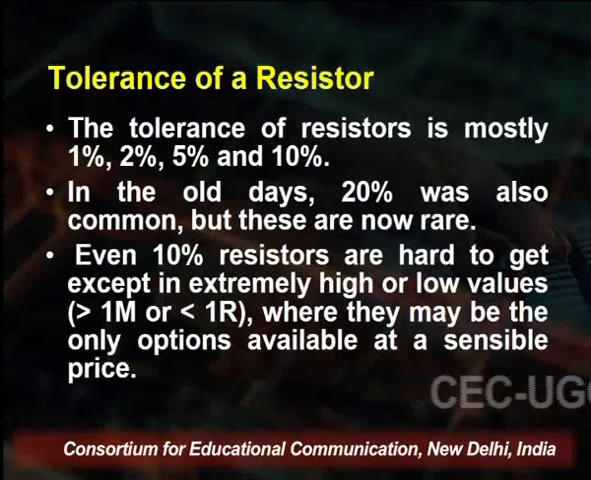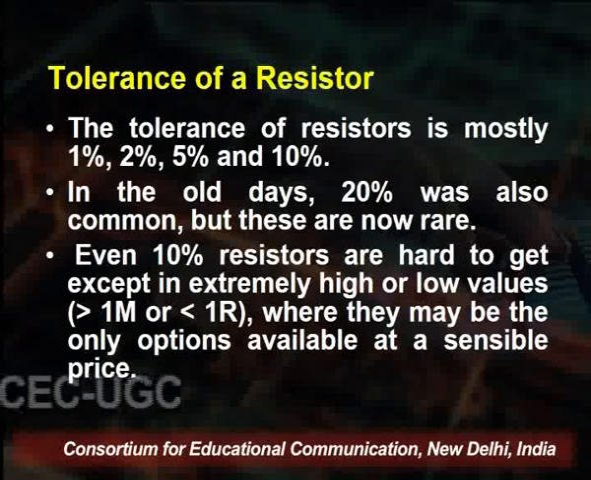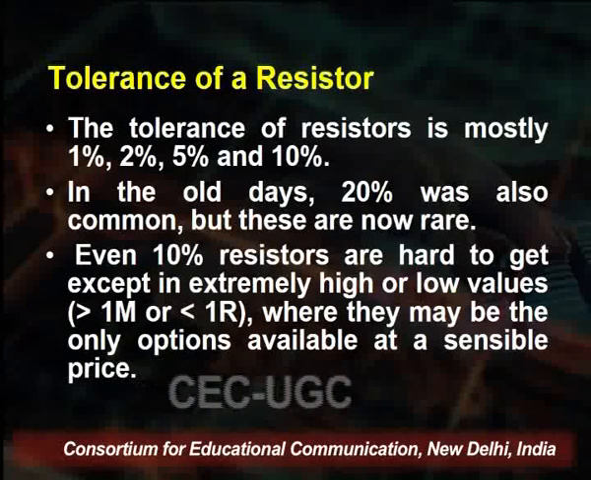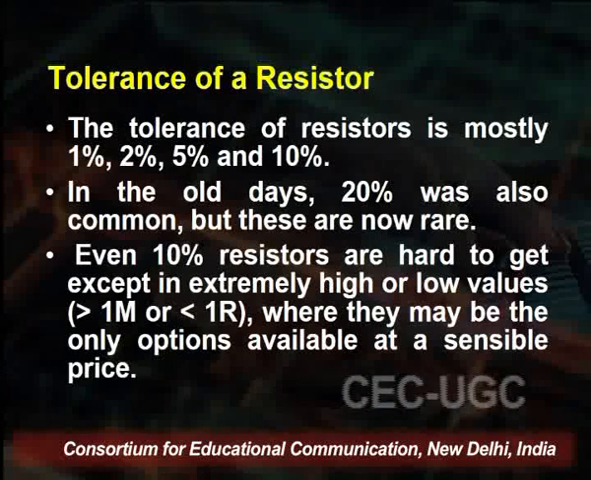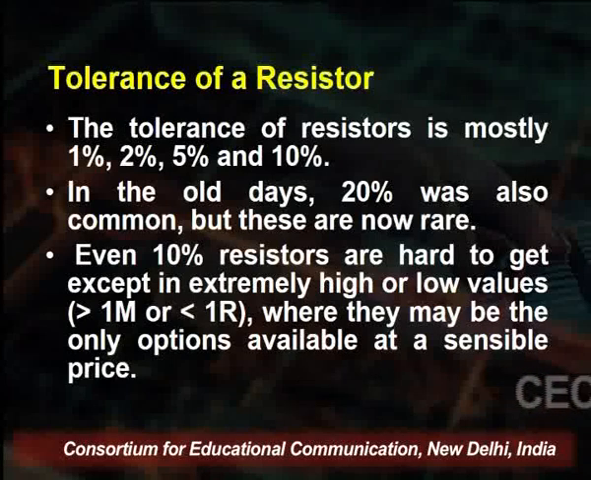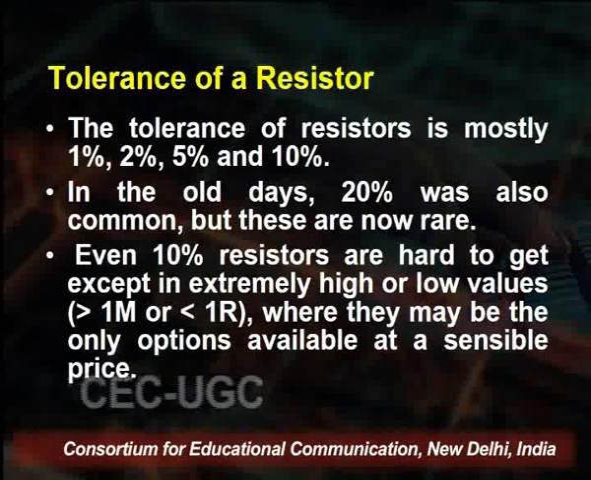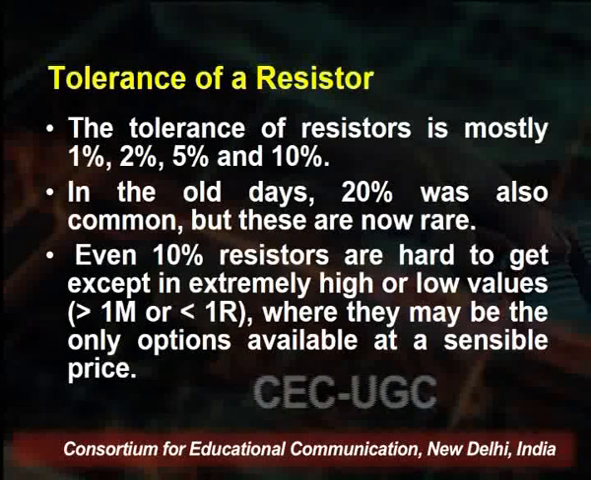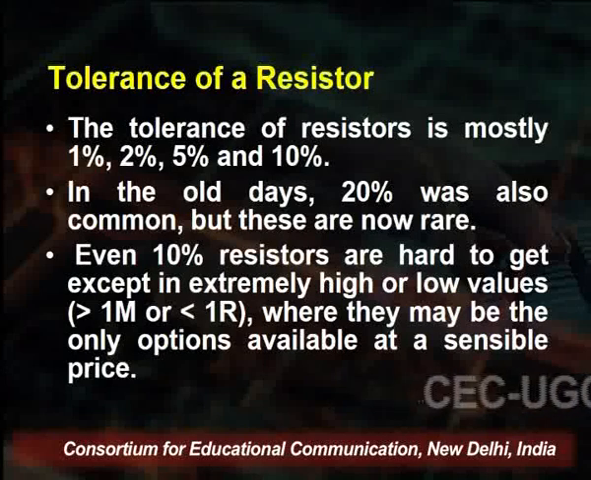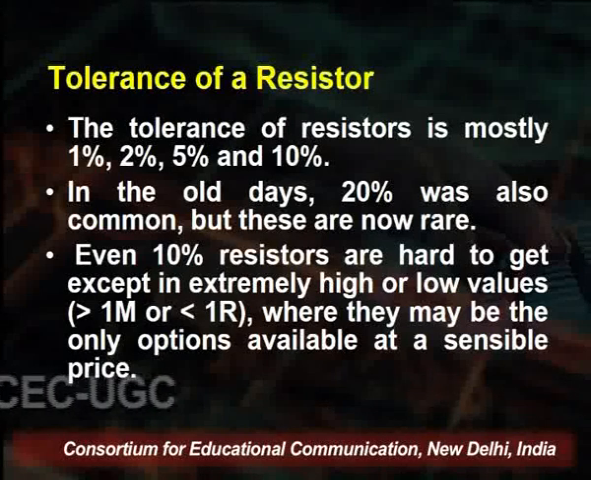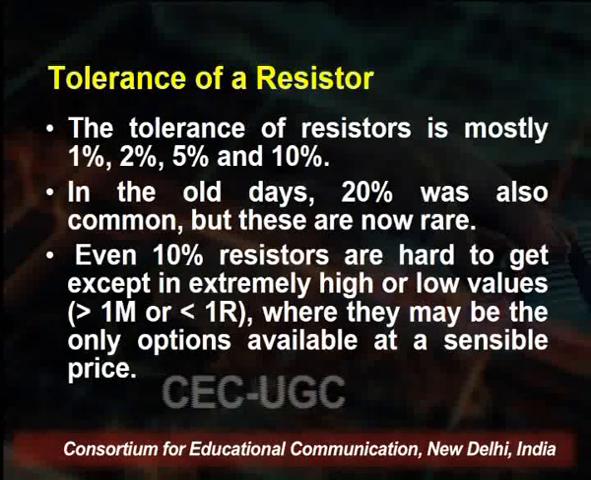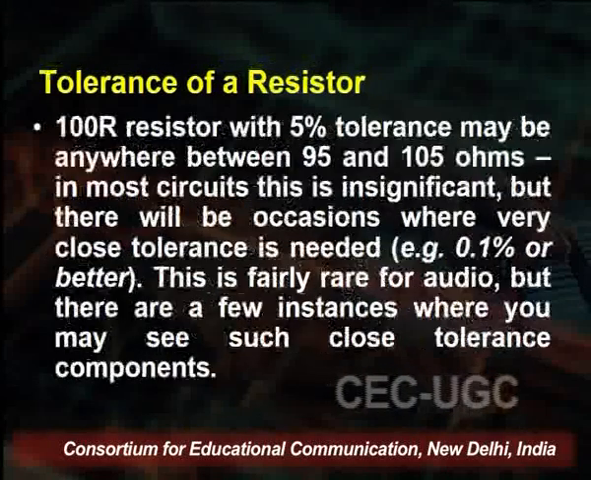Now, what is the tolerance of the resistor? As we are talking about tolerance, what is this tolerance? The tolerance of resistors is mostly, as we mentioned here, 1%, 2%, 5%, 10% and 20%. In older days 20% was common, but it is now rare. Even 10% resistors are hard to get except at extremely high or low values. That color will be silver, where they may be the only option available at sensible prices.